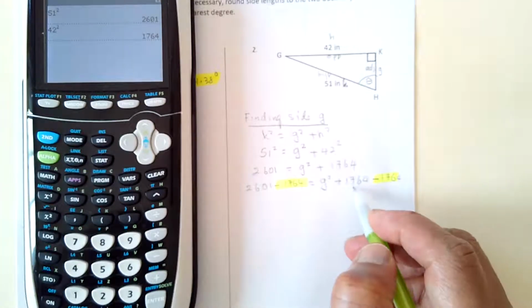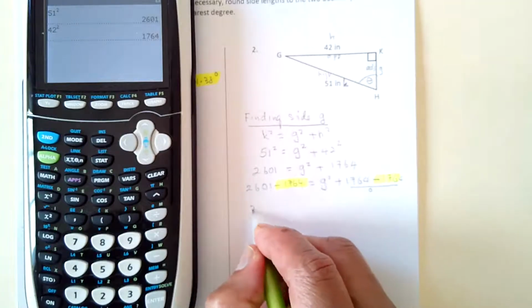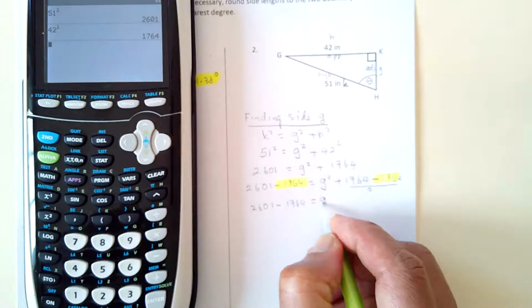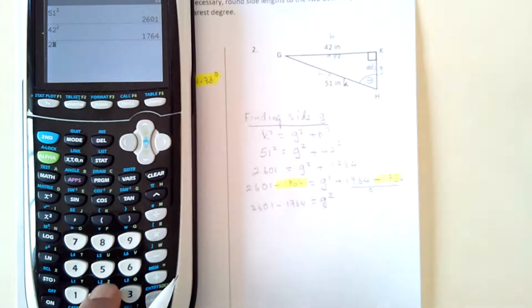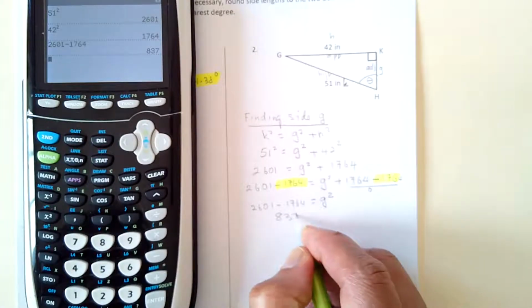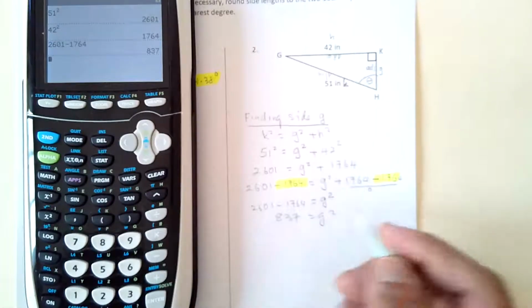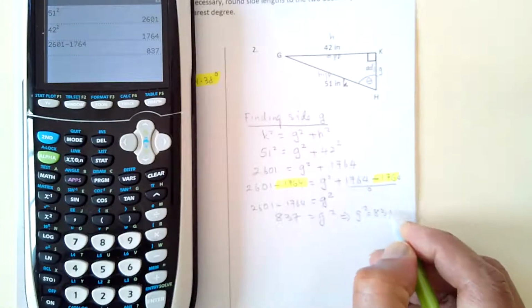By doing that, this becomes 0, so I'm left with 2601 minus 1764 equals g squared. Do my little magic here, subtract those two: 2601 minus 1764 gives me 837 equals g squared. Now, if you're not happy having the unknown on the right, you can switch it over to the left. It could be written as g squared is equal to 837.